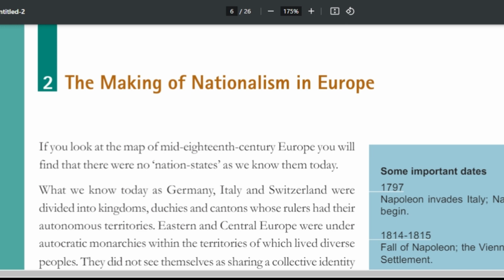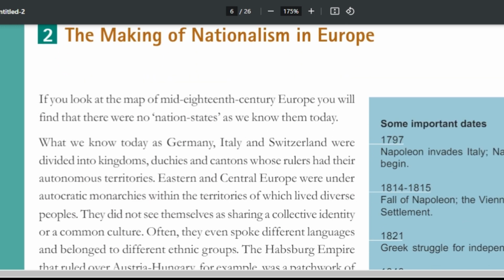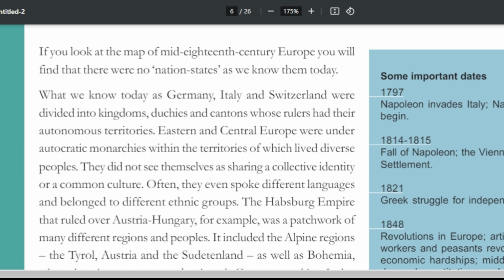Second part, the making of nationalism in Europe. If you look at the map of mid-18th century Europe, you will find that there are no nation states as we know them today. What we know today as Germany, Italy, and Switzerland were divided into kingdoms, duchies, and cantons whose rulers had their autonomous territories.